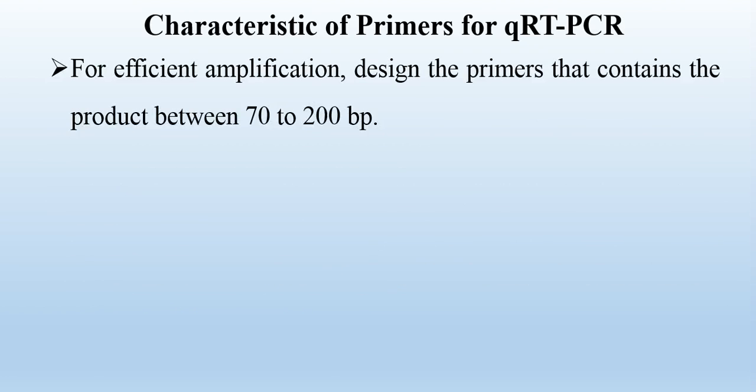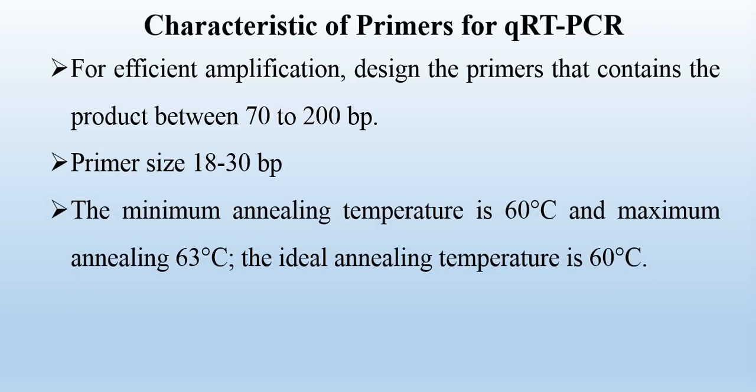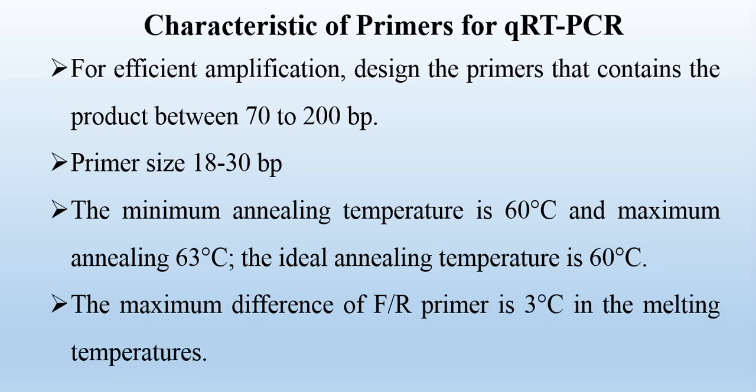But first, before designing the qPCR primer, you must know the characteristics of a primer. That includes the size of the product of the qPCR, which must be 70 to 200 base pairs. The primer size must be 18 to 30 base pairs. The minimum annealing temperature must be 60 degrees centigrade and the maximum is 63. The ideal temperature for annealing of primer with the strand is 60 degrees centigrade. The maximum difference between the annealing temperature of forward and reverse primer must be not more than 3 degrees centigrade.